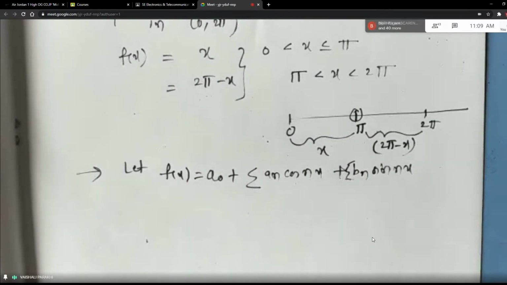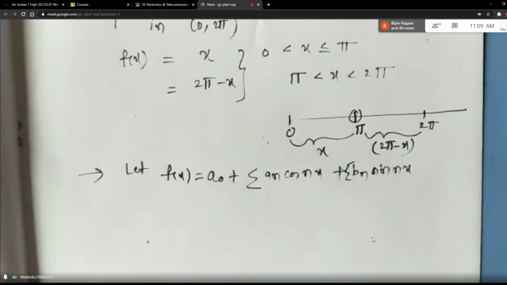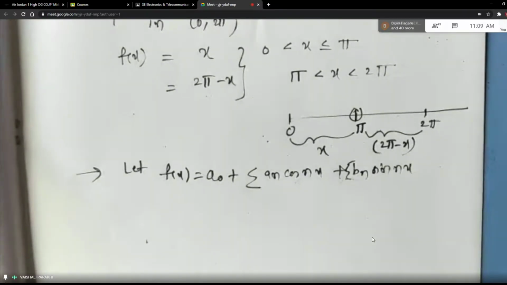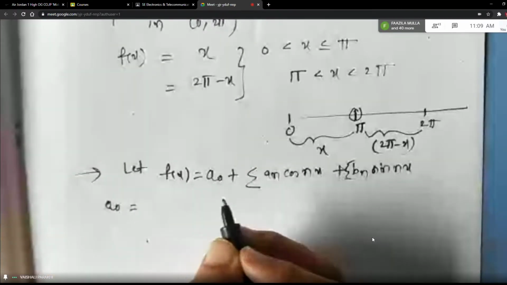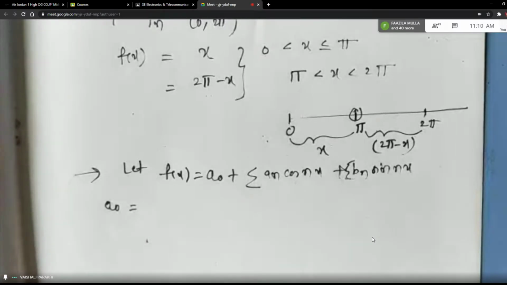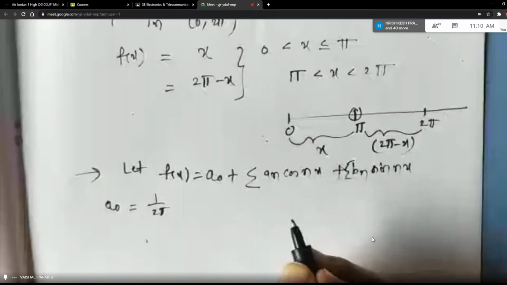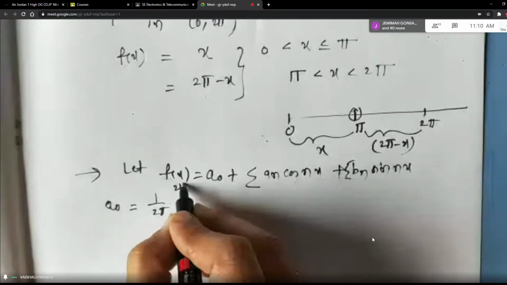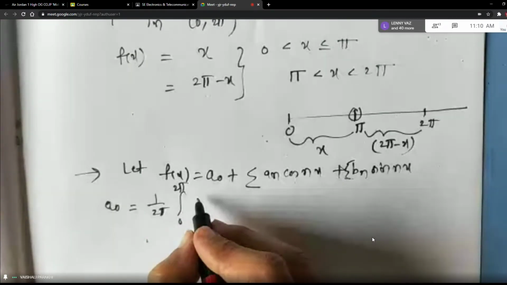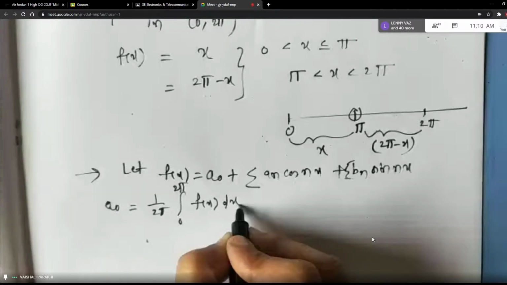Okay. So now you need to tell me what is the formula for a naught. Andrea, tell me quickly what is the formula for a naught. 1 by 2 pi integral 0 to 2 pi f of x dx. Very good.